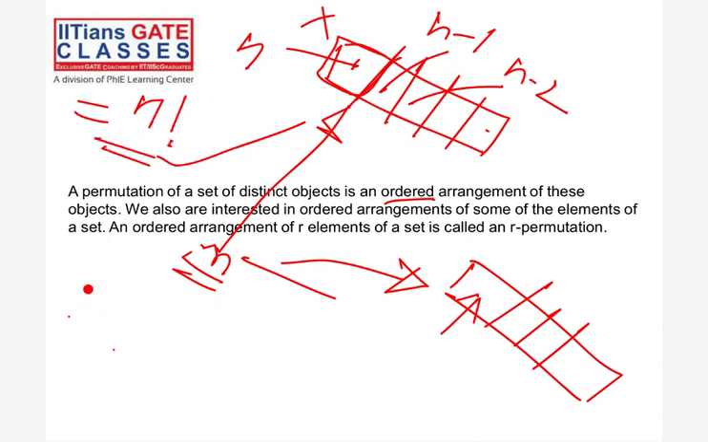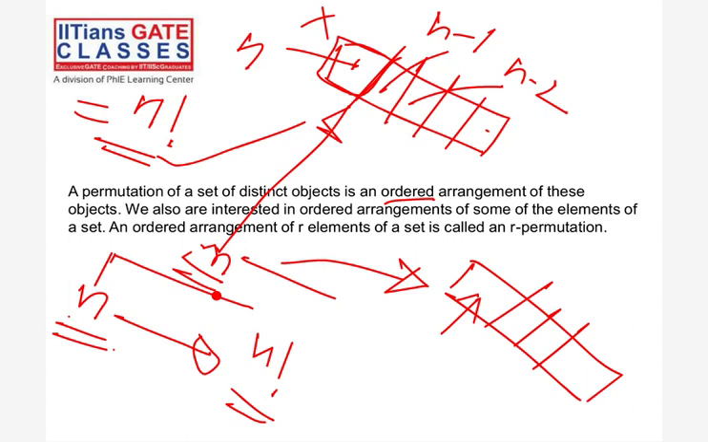So if you have n elements, then the number of permutations of those n elements will be n factorial, assuming all these n elements are distinct. Let's assume these are n different students. We will also see what happens if not all are distinct and some are the same. We will consider those cases too, but we will go one by one.